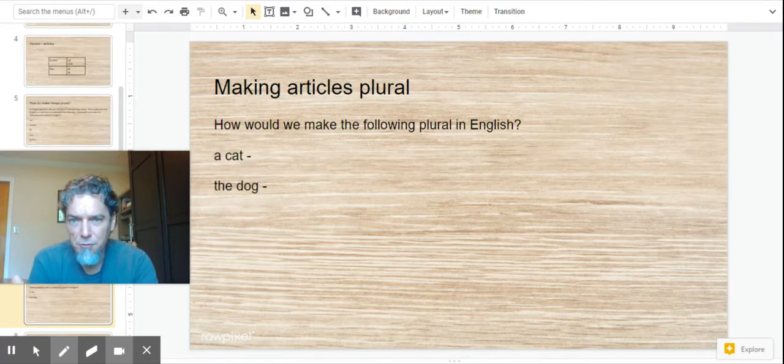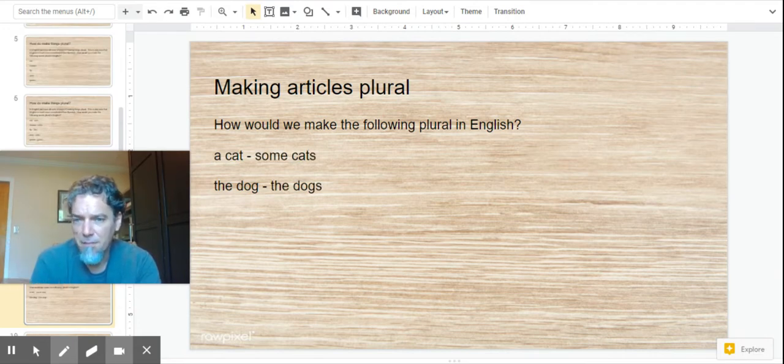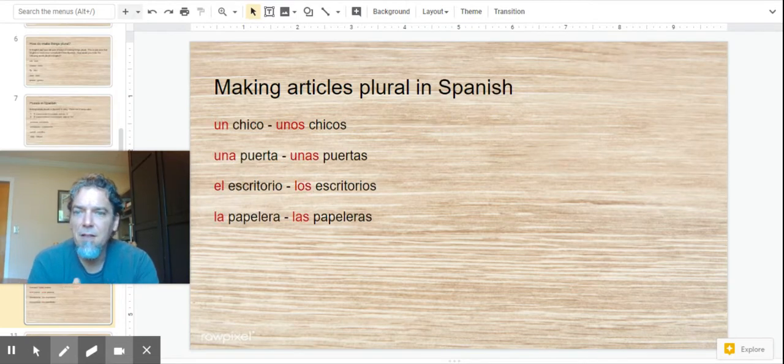Now what about the articles? A cat, let's make that plural in English. It would become some cats. The dog, what about if I have four? The dogs. So the is both singular and plural. A would become some. In Spanish, un, so looking at a boy, un chico, would become unos chicos. So un changes to unos. Una puerta, a door, una becomes unas puertas, some doors.